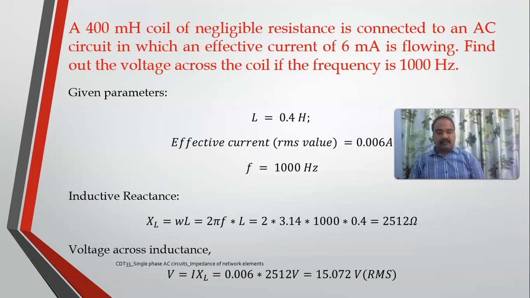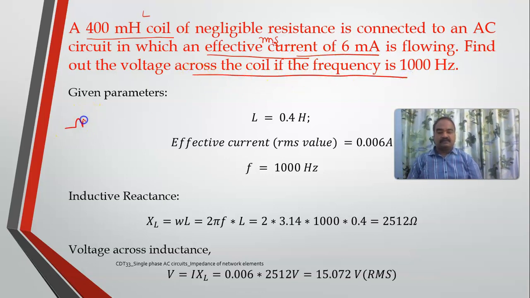Now, let us take another problem where a 400 millihenry coil, this is the inductance, of negligible resistance is connected to an AC circuit, which has an effective current. Effective means RMS. An RMS current of 6 milliamperes is flowing. Find out the voltage across the coil if the frequency is 1000 Hertz.